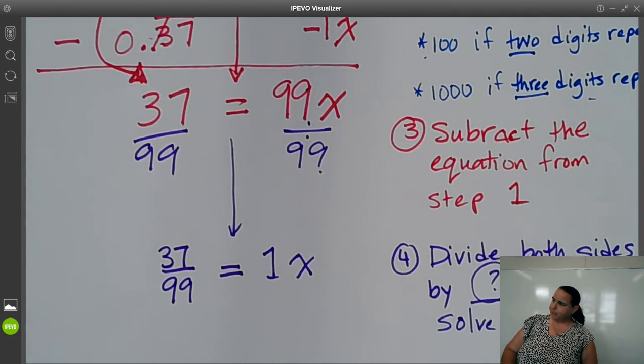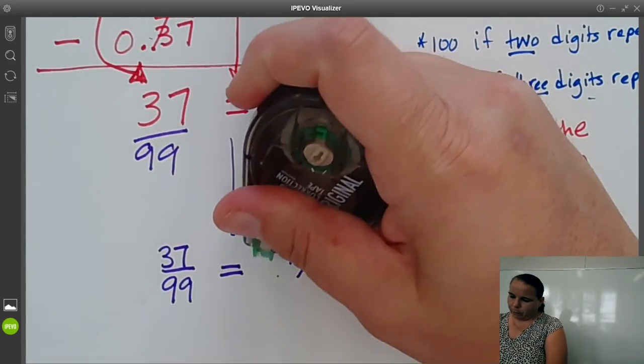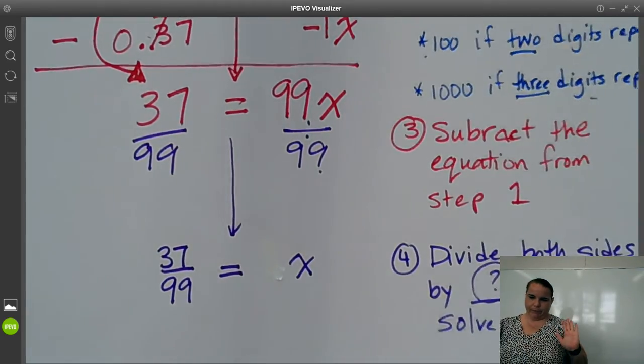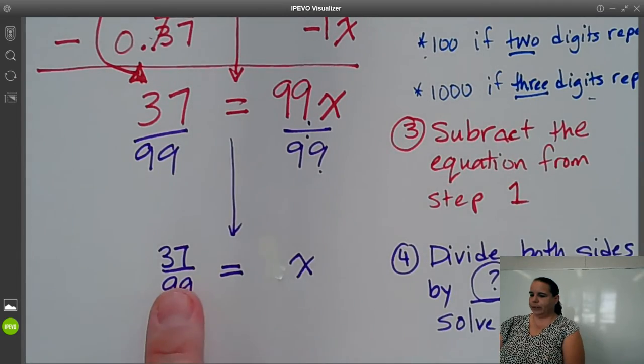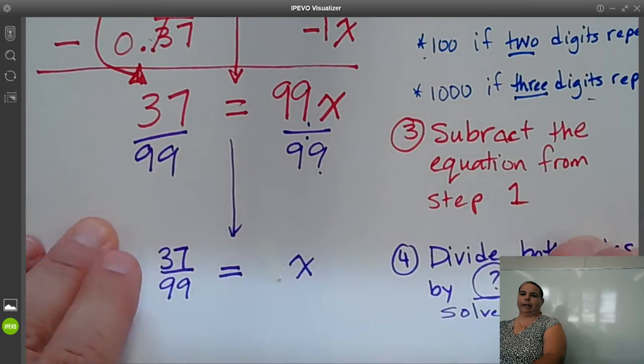Now, keep in mind that if you have a 1 in front of the x, 1 times x is just x. So a 1 that's being multiplied can just disappear. It becomes invisible. You can get rid of it. So 37/99 equals x. So let's go back to our very beginning equation.